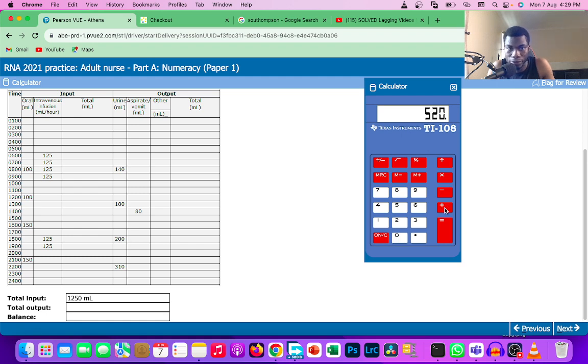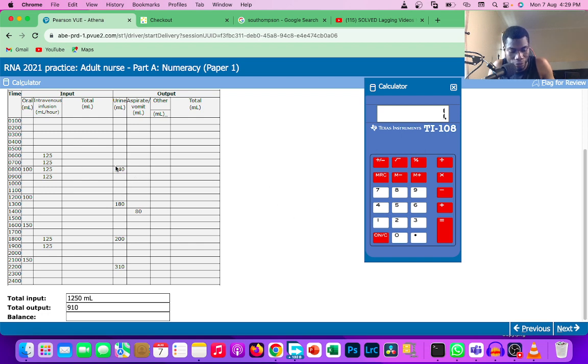Then we have plus 310, I suppose, plus 80. So that's 910 mils. So 910. But just to be sure of it, I want to go through it again. You always have to, because in this exam, when you miss one, that's all.